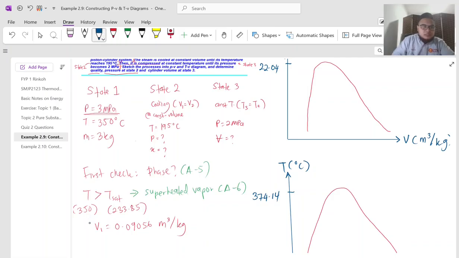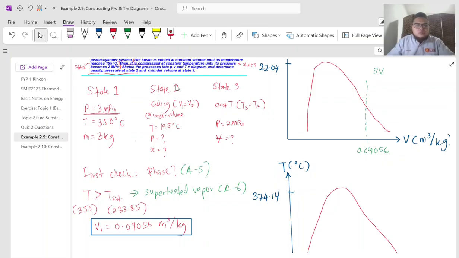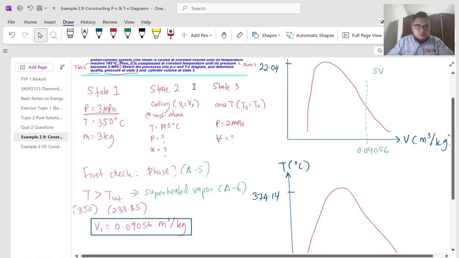Let me just box that, and let's put that on the diagram here. Somewhere here, 0.09056, we have our superheated vapor region. So this is the superheated vapor region. That's all we can gather from state 1 for now, and we go to state 2.